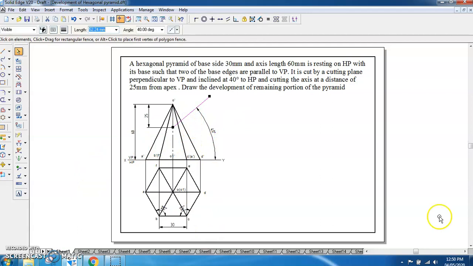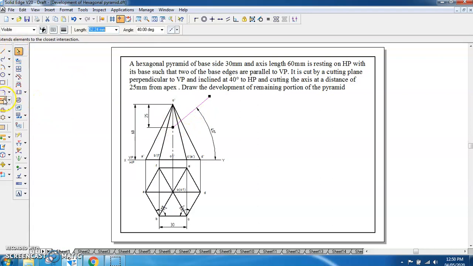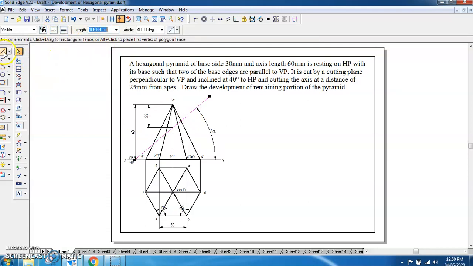Now you have to extend this line further. So to extend this, you have to go to extend to next command and extend. Click on this line. If you click on this line, it will get extended. So go to extend to next. So it was selected already. Extend to this line, this line, this line. So this line is extended now. So now you can make this line as chain type, and you can draw a small line at this end and you can draw a line at this end.